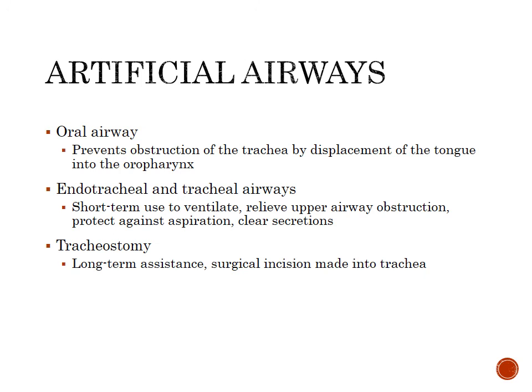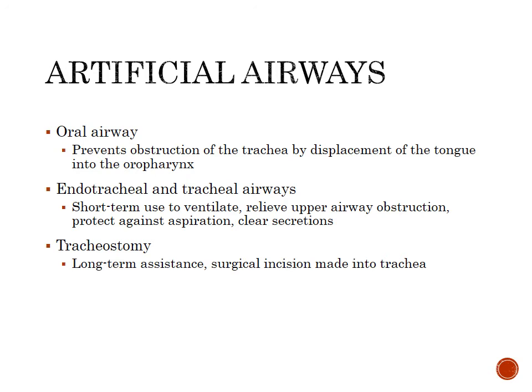With artificial airways, we have oral airway, we have endotracheal and tracheal airways, and we also have tracheostomies. With the oral airway, this just prevents obstruction of the trachea by displacing the tongue into the oral pharynx. Many places where I've seen these used is usually in the recovery room. If a patient was extubated and they're having a difficult time staying awake, many times they'll put in an oral airway to prevent the tongue from going to the back and blocking their airway.